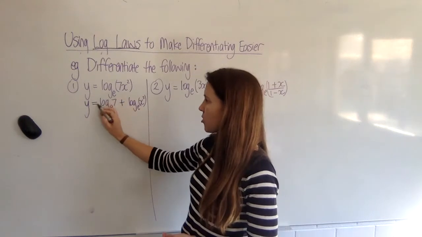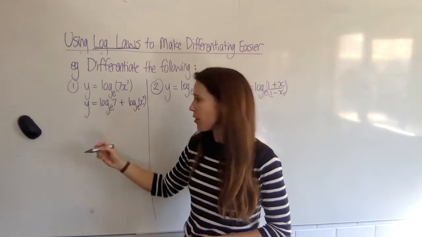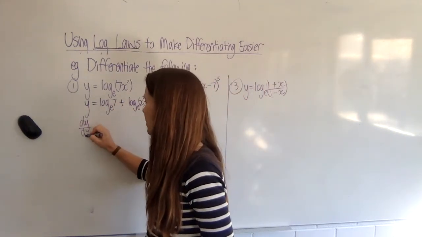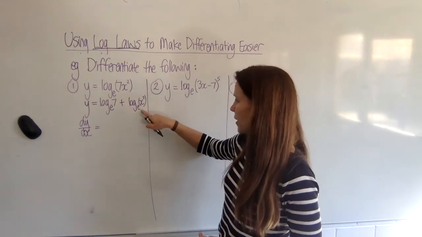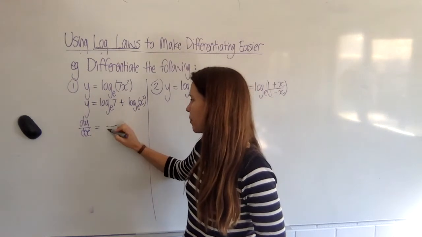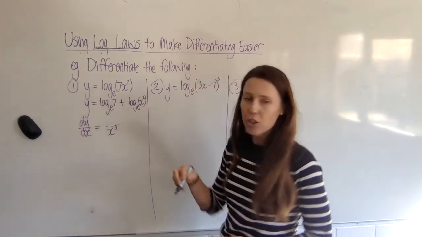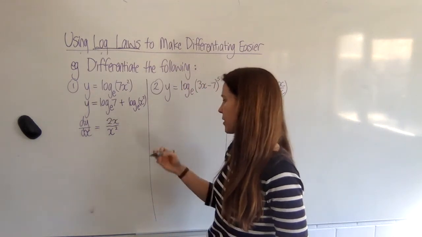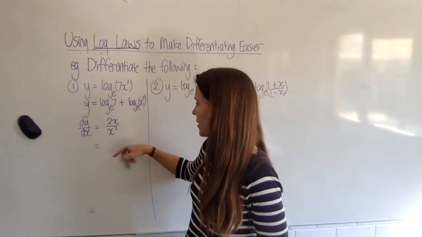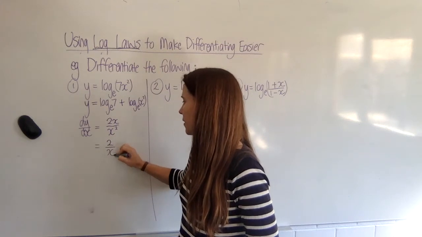Now I can see that this is just a number or a constant. So when I go to differentiate one term at a time, I can completely ignore this whole first section. And the second section, I put the x squared down below, and I differentiate it and put that on the top, which gives me 2x. And then it's nice and easy to simplify that and say that I've got 2 over x.